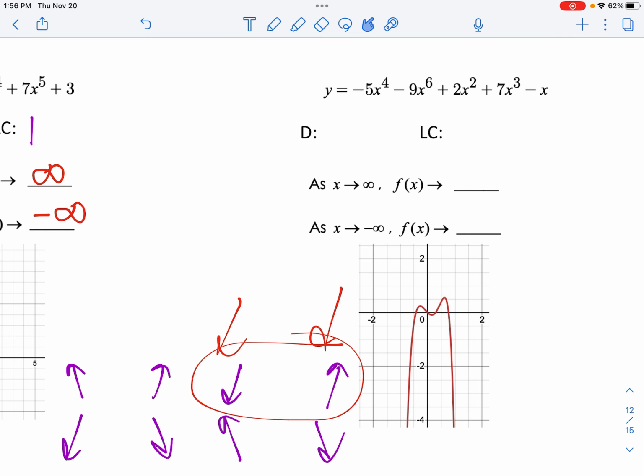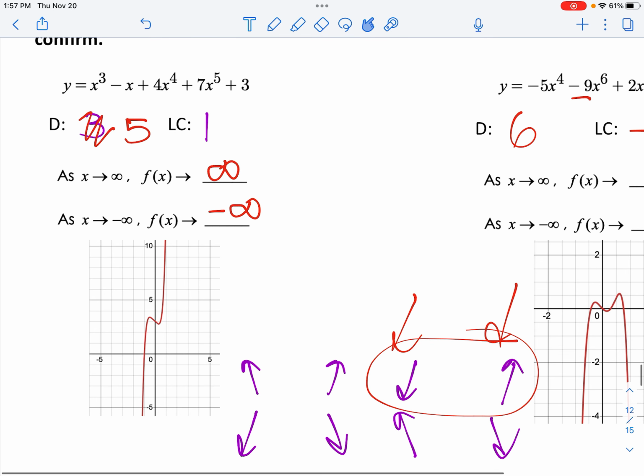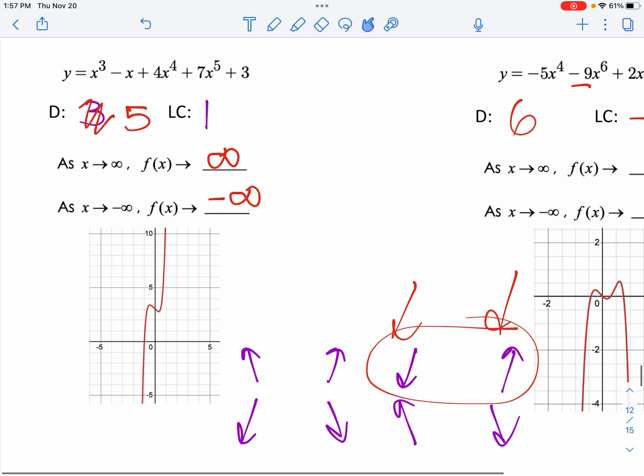All right, this one, degree 6. Okay, and my leading coefficient is -9. My leading coefficient on the previous one would have also been positive. It would have been 7. Okay, and it still works.